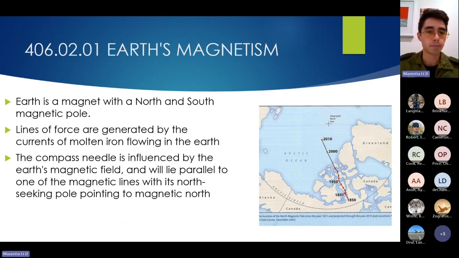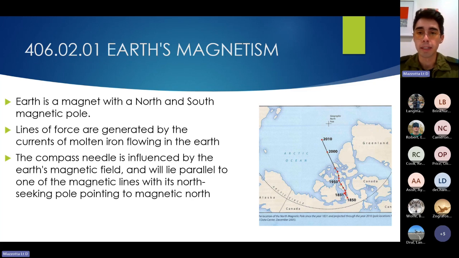So we'll start talking about Earth's magnetism. As we all know, the Earth acts like a magnet with a north pole and a south magnetic pole. Basically, inside of the Earth there are currents of molten iron flowing around, causing positive and negative charges to be generated at the poles, creating an electromagnetic field. The compass needle is influenced by the Earth's magnetic field, which lies parallel to one of the magnetic lines, with its north-seeking pole pointing to the magnetic north.